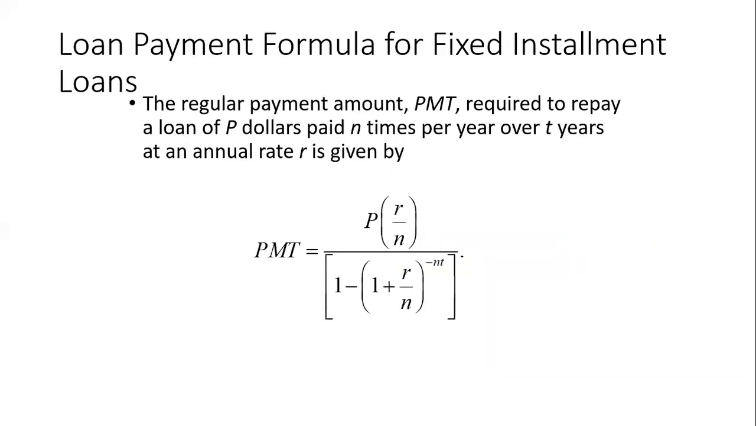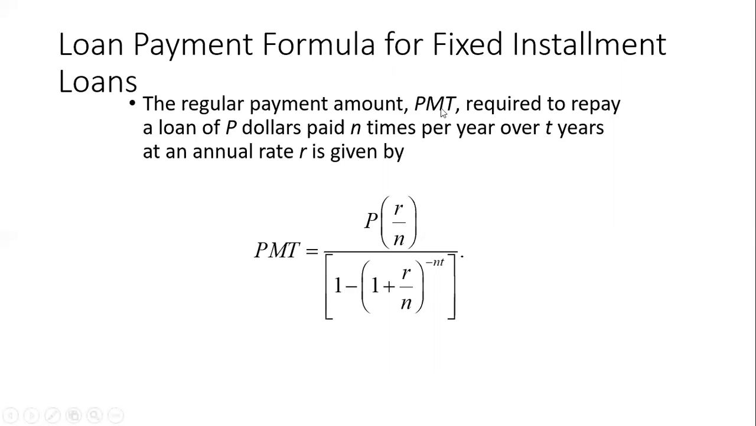The loan payment formula for fixed installment loans, which a loan that you pay off with weekly or monthly payments is called an installment loan. And so regular monthly payments would be a fixed installment loan. We also have this formula on your finance formula sheet. It is number 9.